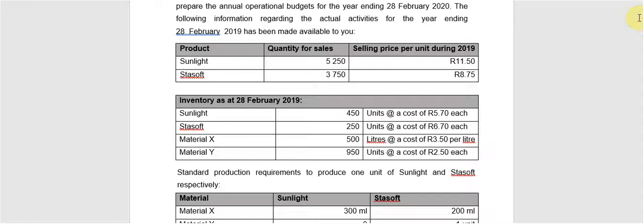In the first table, they've given you the sales quantity and the selling price, both of 2019, for Sunlight and Stasoft. They've also given you the opening inventory for the year ending February 2020. That's, of course, the closing inventory for the year ending 28 February 2019. So they've given you Sunlight, Stasoft, and materials X and Y. They've given you the units, and they've also given you the price.